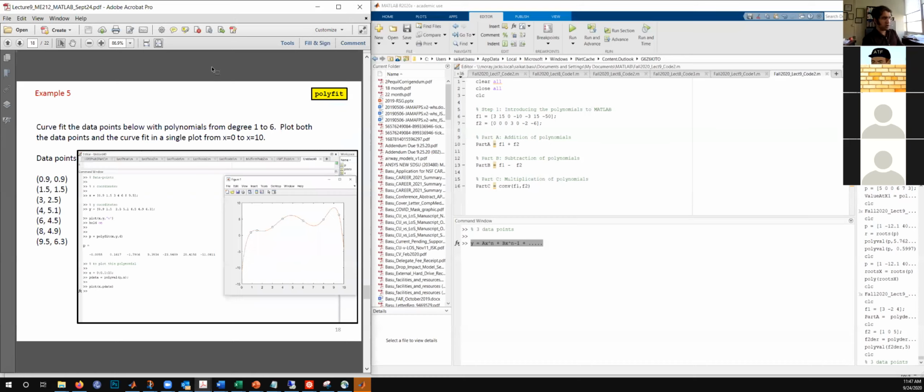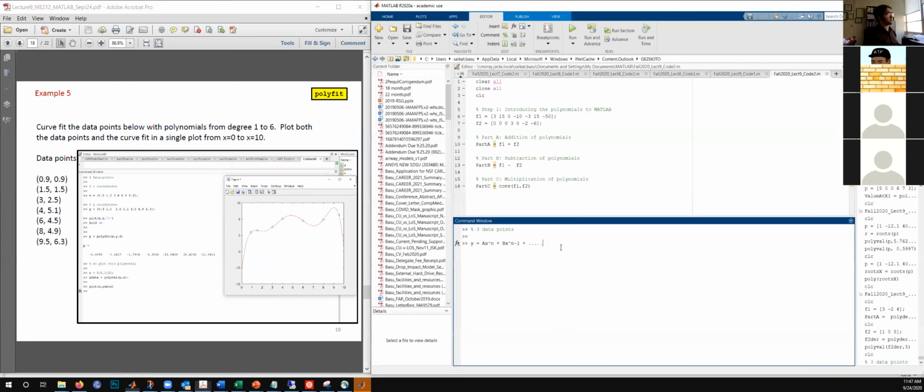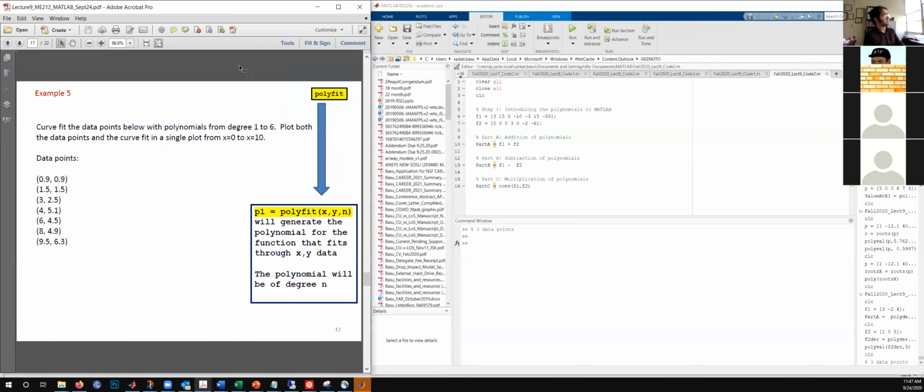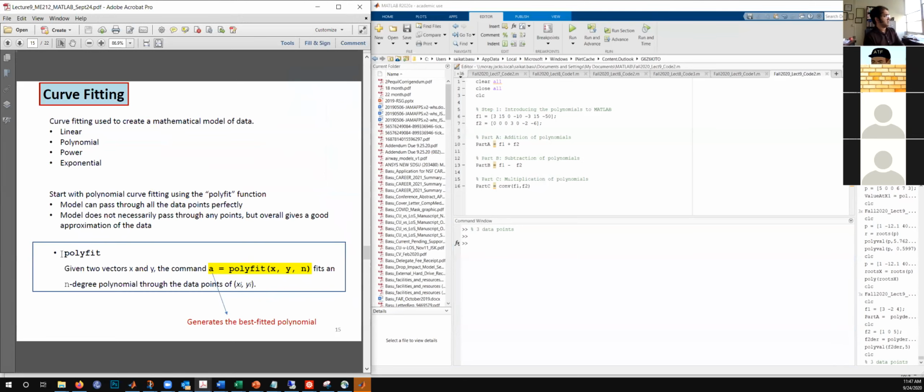So I think we are already close to time, but let me just run you through this example and we might have to come back to this particular one. So we are trying to generate a polynomial that is going to pass through all these 7 data points. And the function that we are going to learn for this is polyfit. So the syntax is very easy. Here you have the syntax, polyfit x, y, n, where x and y are the given data points and n is the order of the polynomial that you are trying to figure out.